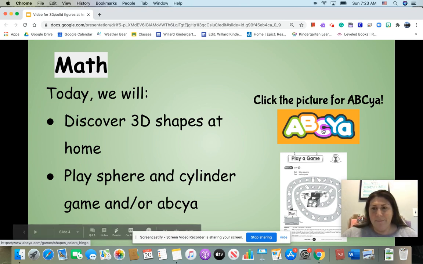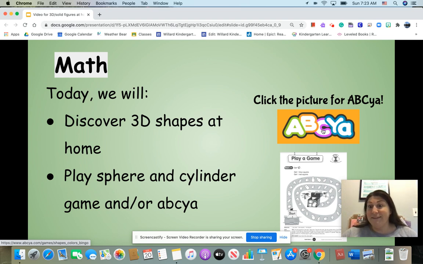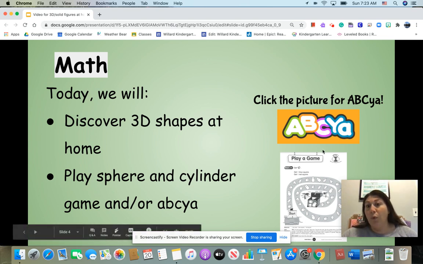So to recap, we're going to look for some solid figures in our home. Take a picture if you find some. Then we are going to play this shape game and or play ABC, a shape game.